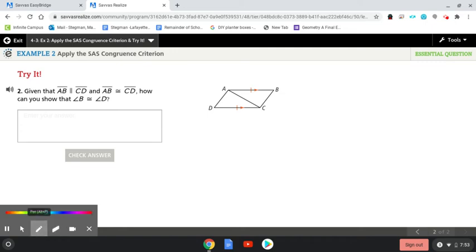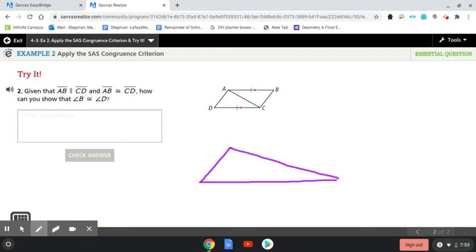I just deleted all that, didn't I? Right here. So we know this is congruent and those are congruent. Okay, and we're trying to show that B is congruent to D. All right, now we're going to use some information that we already know.